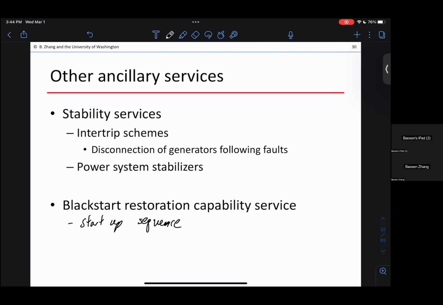Okay? So the question is, how do you pay for this kind of thing? What value do you put on black start? Let's say you're a generator, you can do black start. Of course, you want to get paid, right? You're providing a unique service. How much do you get paid? How much do you get paid?